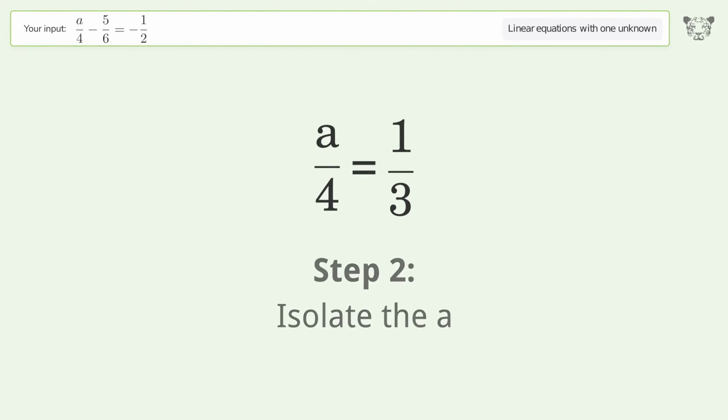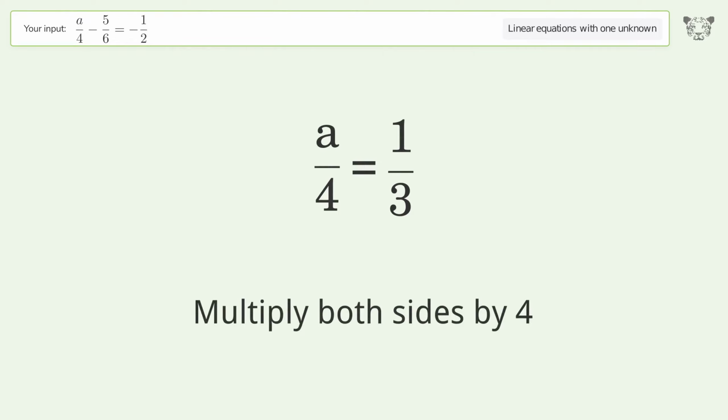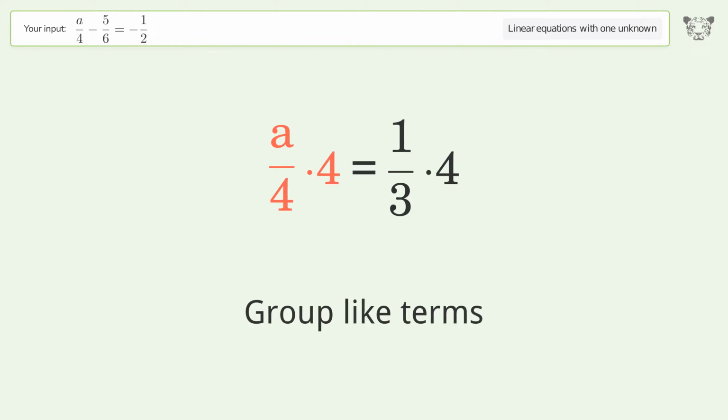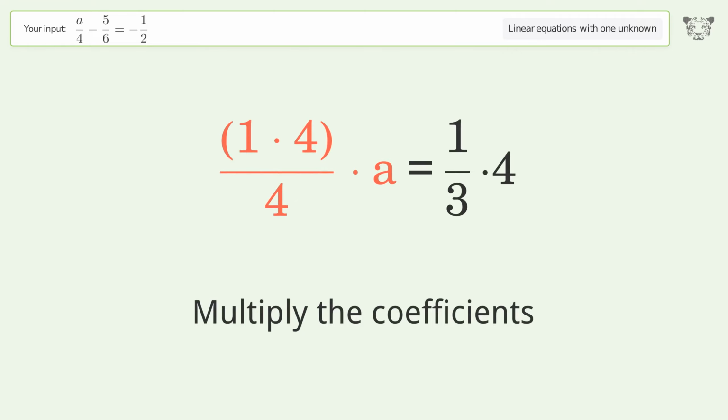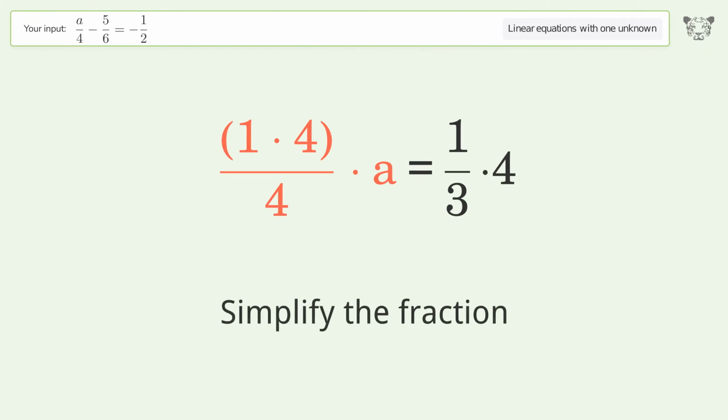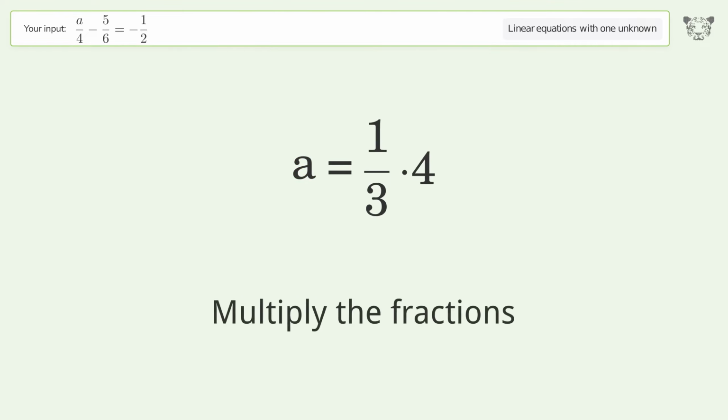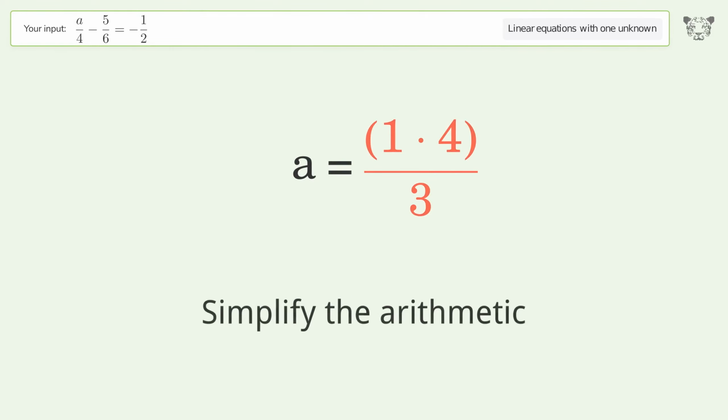Isolate the a. Multiply both sides by 4. Group like terms. Multiply the coefficients. Simplify the fraction. Multiply the fractions. Simplify the arithmetic.